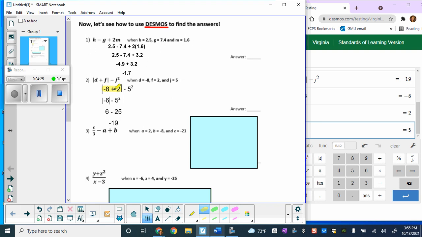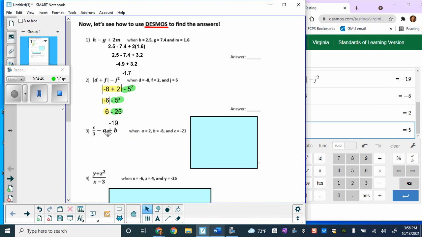Negative 8 plus 2 puts me at negative 6. Careful with that, it's not negative 10. Now I want to know how far away is negative 6 from 0, and that's 6 spaces. Now over here, we're just going to subtract 5 squared, so subtract 25. And right here, if you do 6 minus the 25, that's how we got the negative 19.